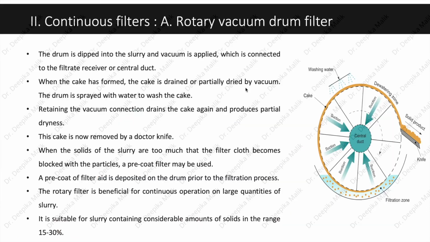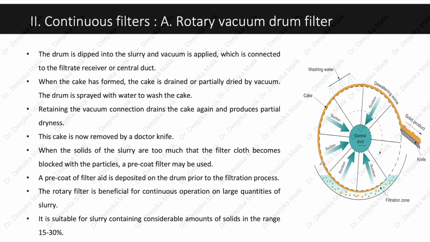After batch filters, now let us discuss continuous filters. The example for a continuous filter is a rotary vacuum drum filter. The drum is dipped into the slurry and vacuum is applied, which is connected to the filtrate receiver or central duct, as you can see in the diagram.